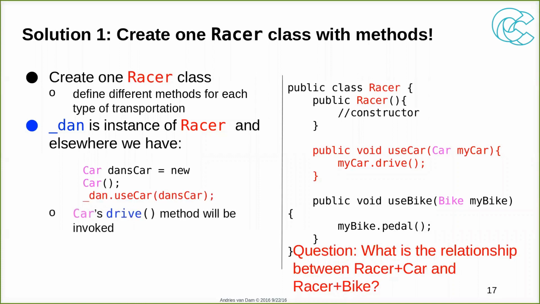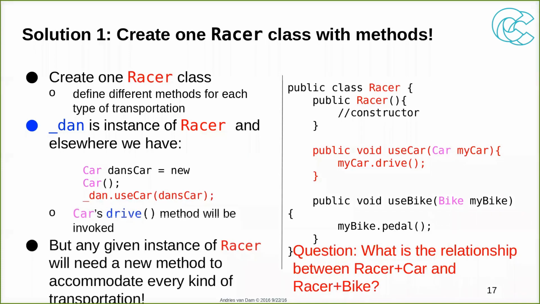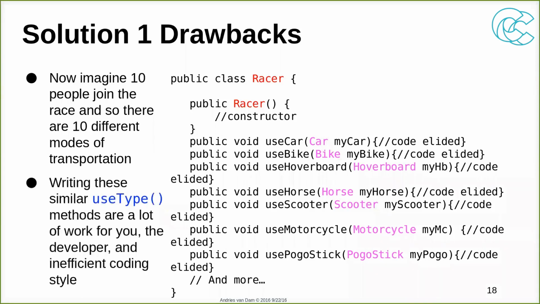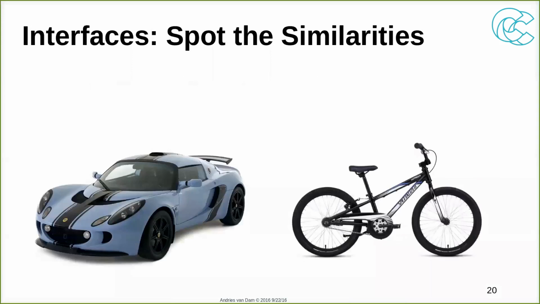Anyway, we already discussed this. Like I said earlier, if we have 10 different modes of transportation, we'll end up using 10 different methods here, right? And then you have to make these different calls. For horse, you need to say use horse. For scooter, you need to say use scooter and so on. But if you look at these different modes, there is also a similarity between all of them, which we'll make use of.